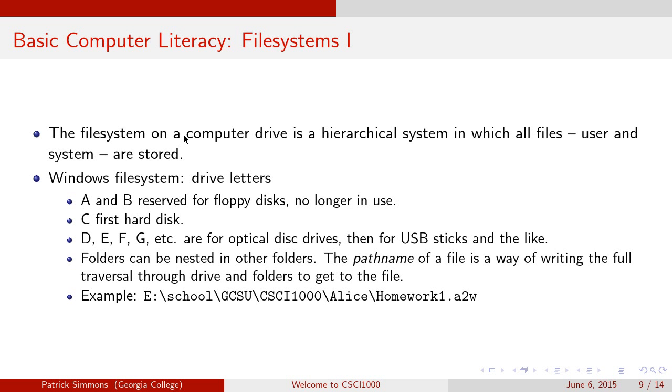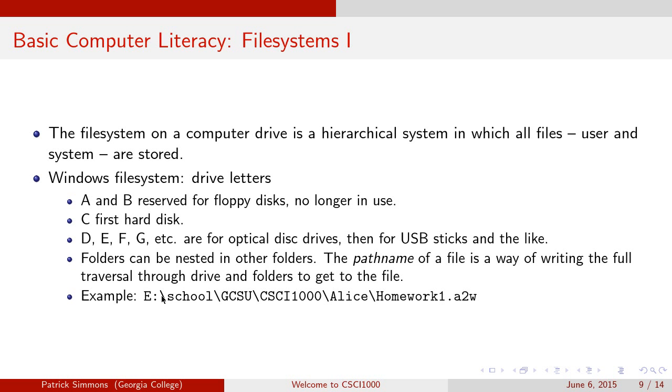So to ultimately get to a file when you have no idea where it is, you need to start at the top folder and then go to the folder in that folder and then go to the folder in that folder in that folder. An example of a path name is right here: e:/school/GCSU/CSCI1000/Alice/homework1.a2w. That's a path name. Now this is a Windows path name because it starts with e:, and the slashes are backslashes rather than forward slashes.